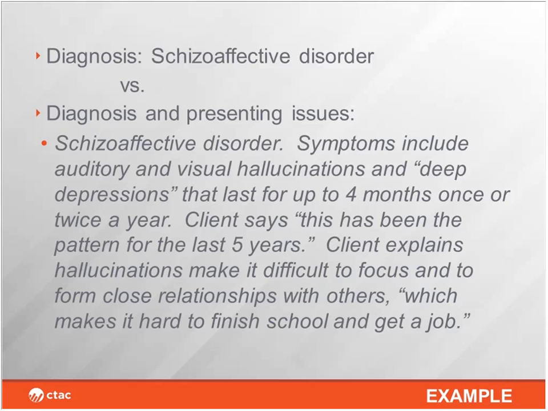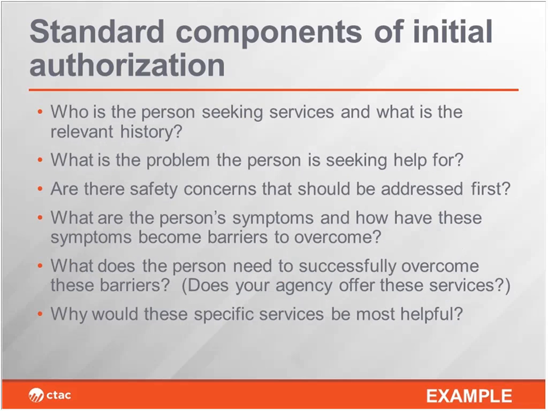They experience deep depressions that last up to 4 months, up to twice a year. And the client says this has been the pattern for the last 5 years. So we have the current symptom duration of 5 years and the intensity self-described as deep. And the client explains that hallucinations make it difficult for them to focus, of course, or to form close relationships with others, which makes it hard to finish school and get a job. So what an excellent way to support the diagnosis. We see the individual's goals can come out of this, to finish school and get a job, but we also note, again, the symptom intensity and duration is captured in addition to the diagnosis.